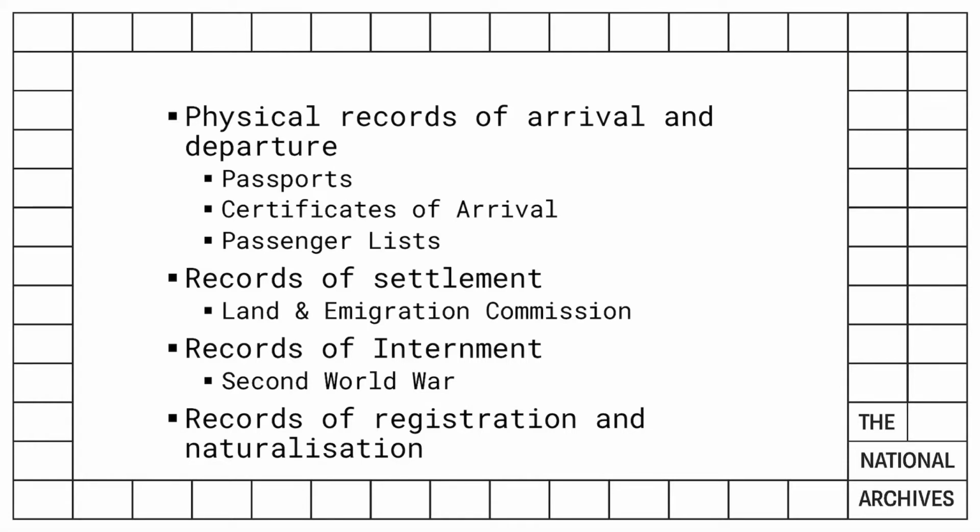For this talk, I'm also only going to focus on free emigration sources, so I'll not include reference to enforced migration sources such as transportation records to Australia, deportation, and child migration.